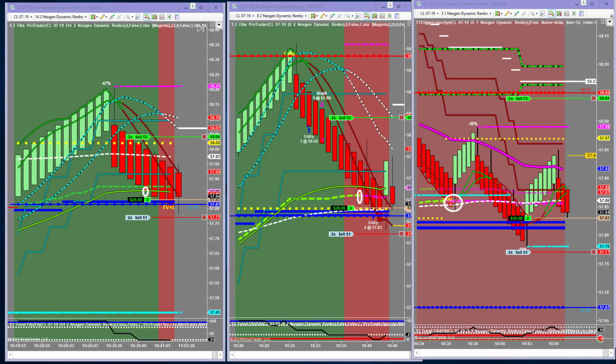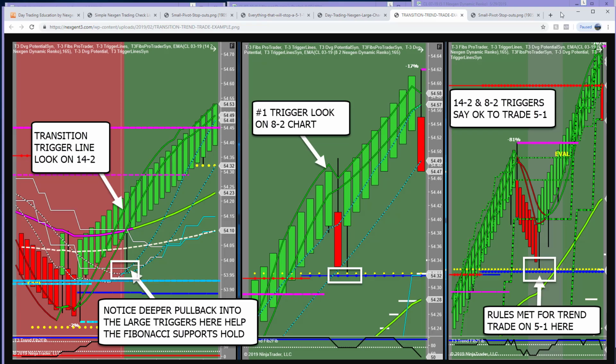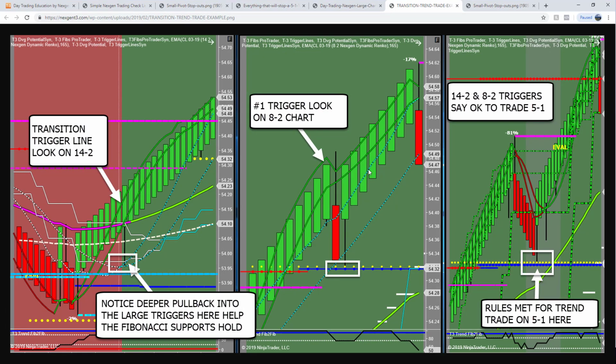So, just to recap for you guys. This is the one I want you to ingrain in your head over and over and over 5,000 times. If you get the favorable triggers or favorable areas even on the big chart, look for this look on the 8-2 chart and then do these trend trades on the 5-1. Is everybody okay with this? I'm going to end the video here in just a second, so I want to make sure that you're 100% comfortable with what is the high probability look.